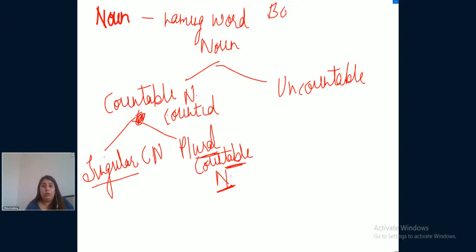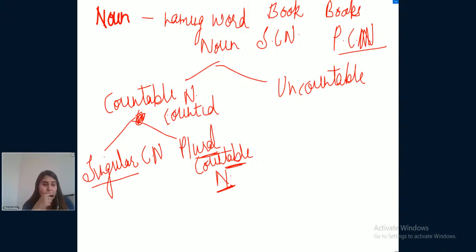For example, book, singular countable noun, as it is one only. Books, more than one, plural countable noun, right? Boy, singular countable noun, boys, plural countable noun. Factory, singular countable noun, factories, plural countable noun. As factory is one, so it is singular countable noun. Factories are more than one, so it is plural countable noun.